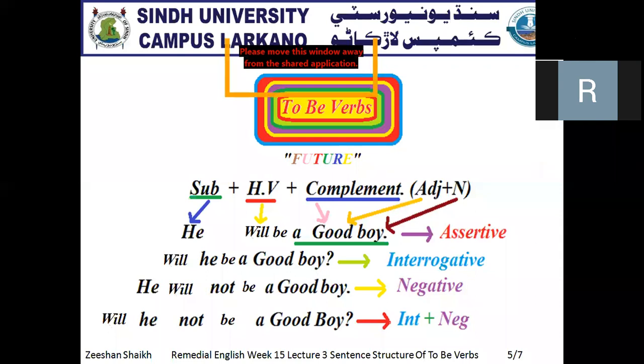And last at the least, interrogative plus negative. The sentence will be: will he not be a good boy? Now what is will? Whenever the helping verb comes first, this becomes the interrogative. And after that, he not. What is not? Not is a negative. So combinedly we can say that this sentence is your interrogative as well as negative.